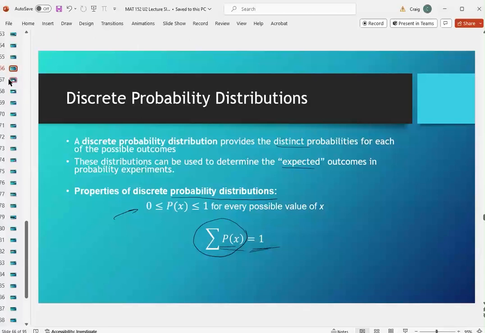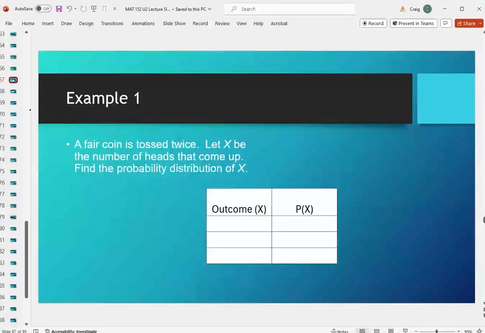So let's take a look at some examples here. A fair coin is tossed twice. We're going to let X be the number of heads that comes up, and we want to find the probability distribution.